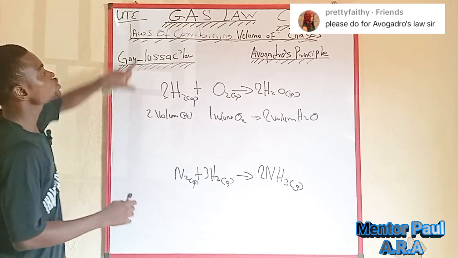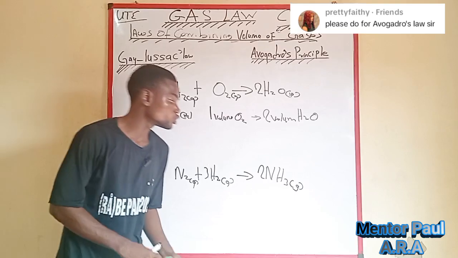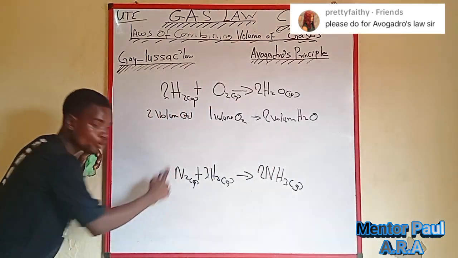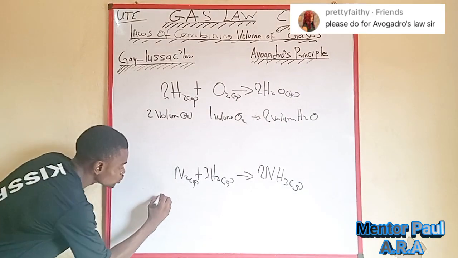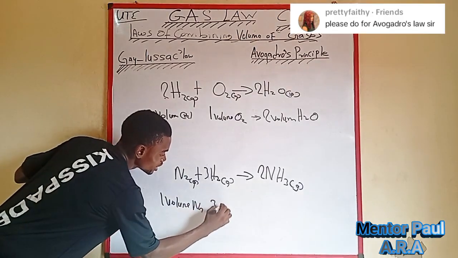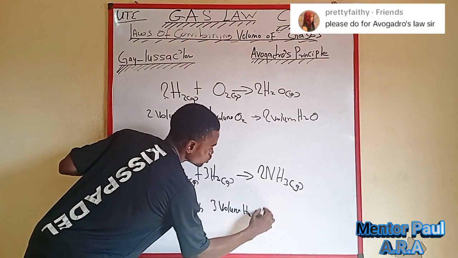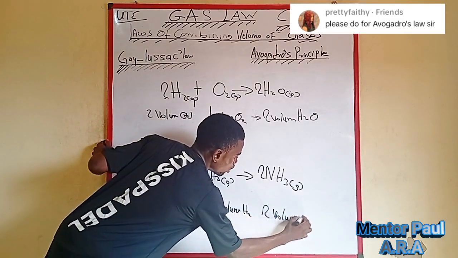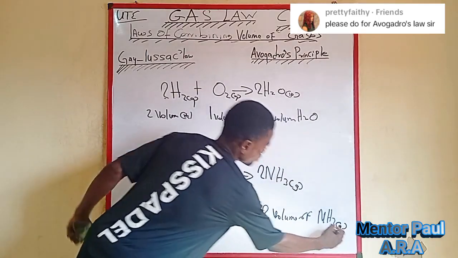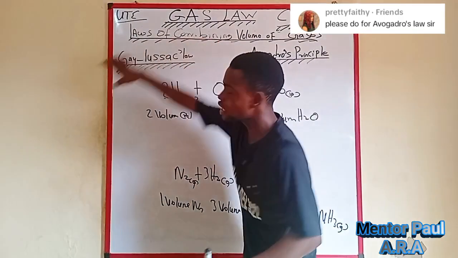Now, according to this Gay-Lussac law, whenever we want to do experiments and produce ammonia, we need a whole number ratio of volumes: 1 volume of nitrogen to react with 3 volumes of H2 in order to have 2 volumes of ammonia. Now, this is according to Gay-Lussac law.